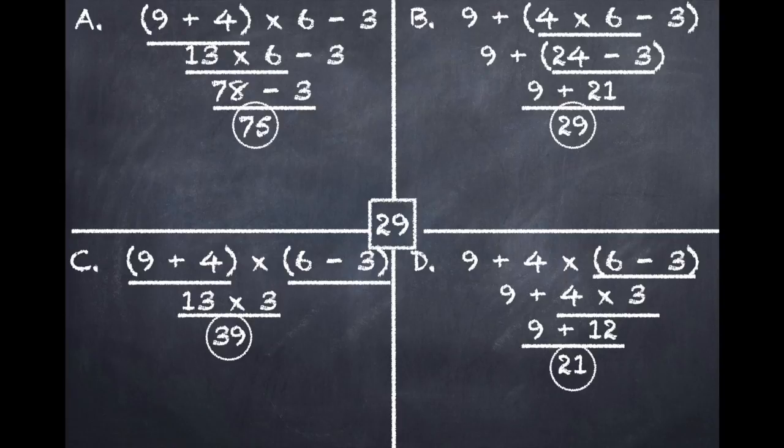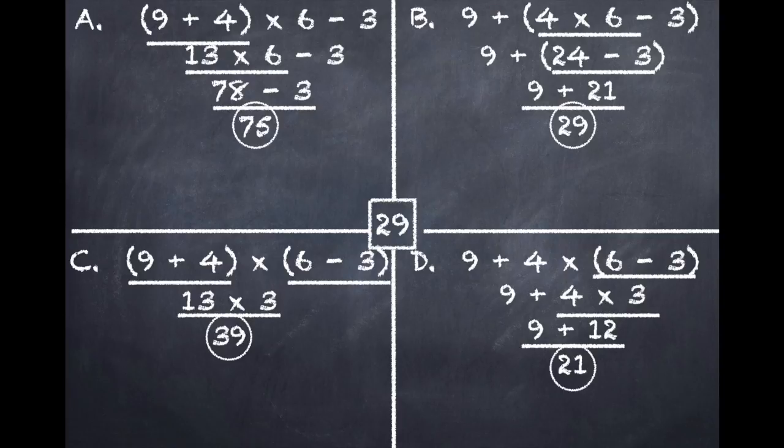B was 29. Now if you just stopped working at B, then you didn't do what I asked you to do. Remember, we have to work out every answer choice just in case. So for B, we should place a question mark. C, the answer was 39. That is not correct. We can mark it out. And D says 21, which is also not correct. We can mark it out. So the best answer for this question is B, 29.